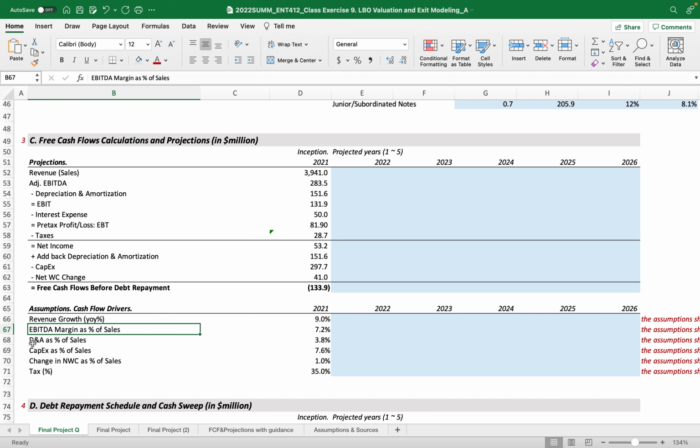The revenue growth, EBITDA margin as a percentage of sales, depreciation and amortization as a percentage of sales, capex as a percentage of sales, all are based on the percentage of sales, right? Because sales is the main top line of the income statement, and it is very difficult to make free cash flows without generating more sales, right? So definitely we use this percentage of sales method.